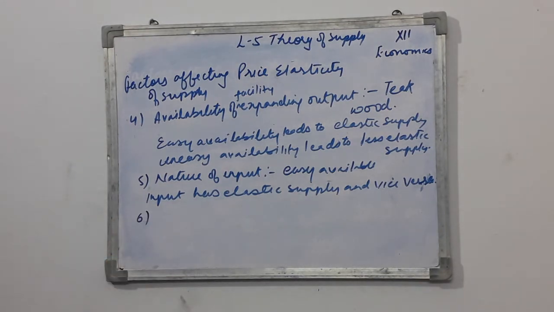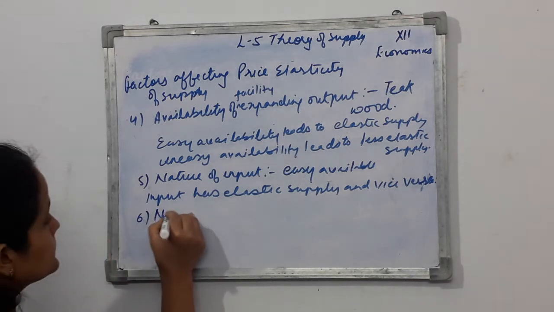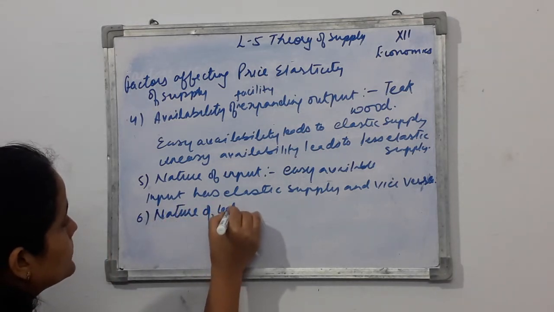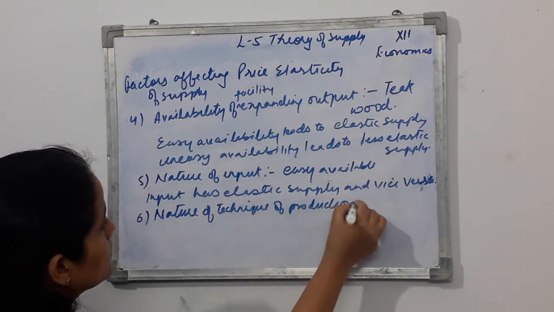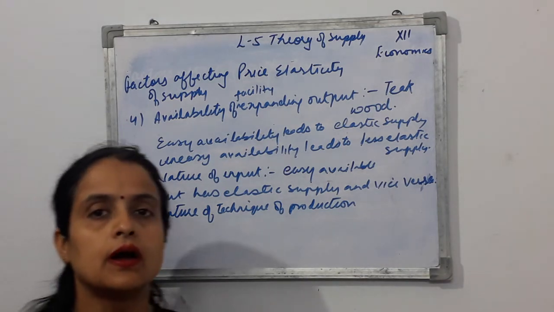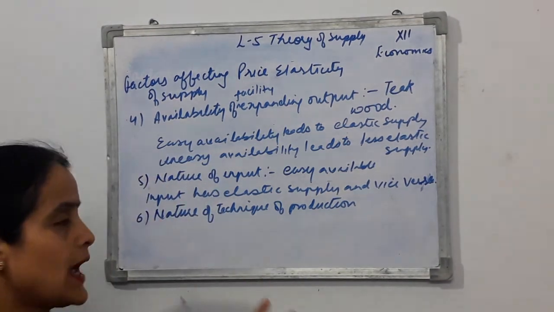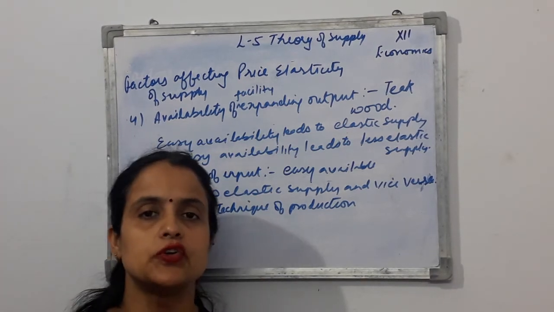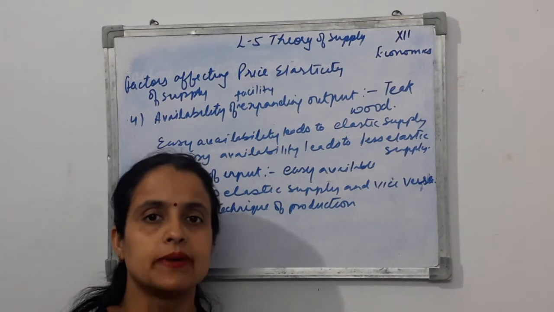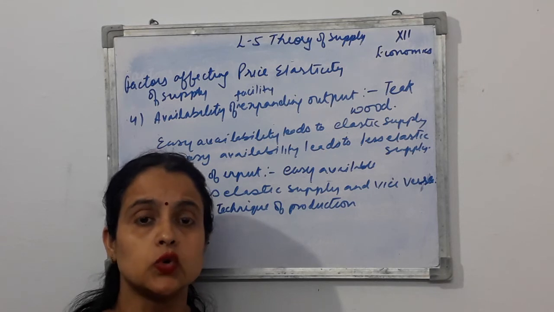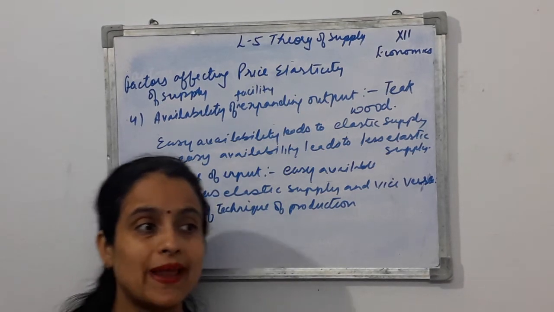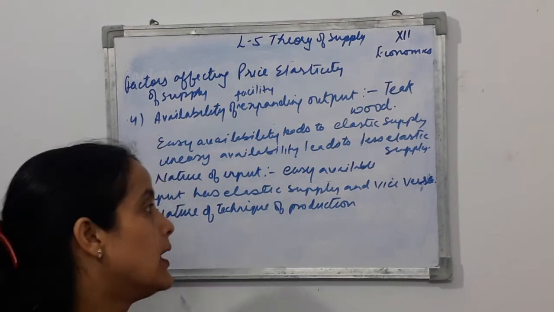The sixth factor which affects the price elasticity of supply is nature of technique of production. Now when I say technique of production, I mean the way you're producing the good, the type of machinery you are using. If the technique of production is very complex, it's not that easy to understand, then it will become difficult for the producer to look for the labor who can handle the technique. So complex technique leads to inelastic supply, right?